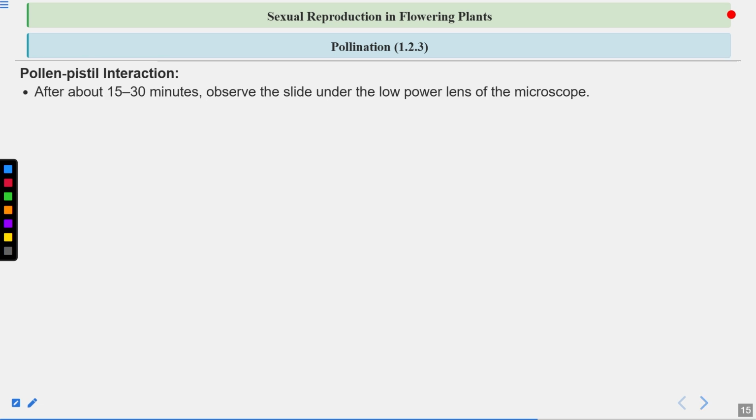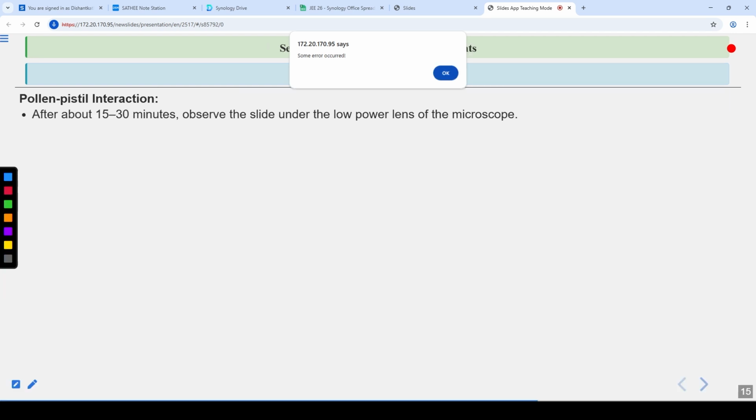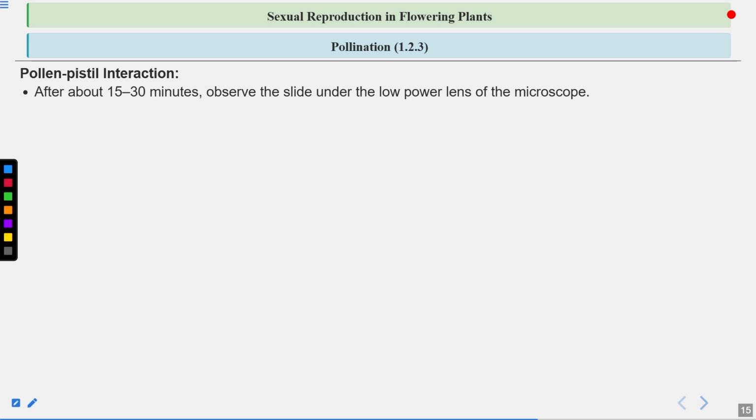So after about 15 to 30 minutes, you will observe the slide under the low power lens of the microscope. You can see that after 15 to 30 minutes, the pollen tube is emerging out.